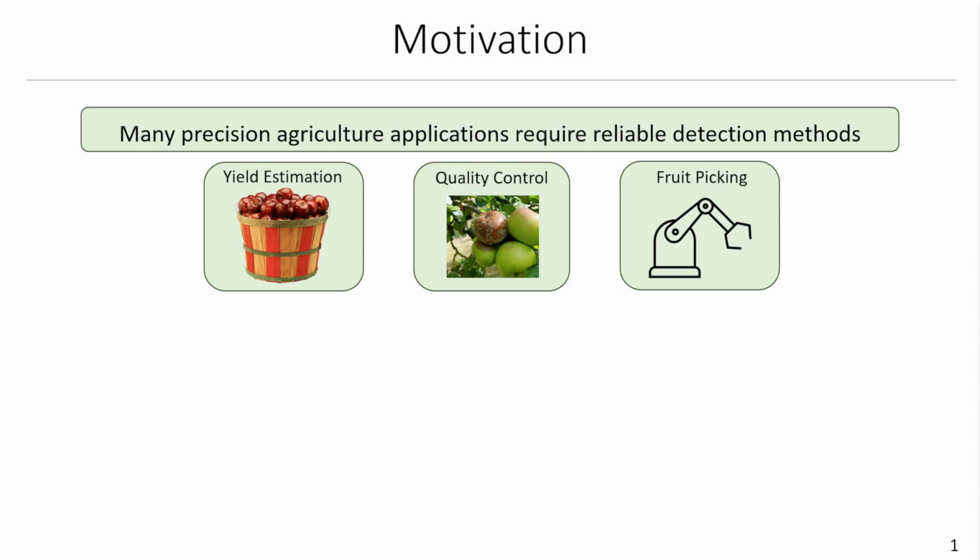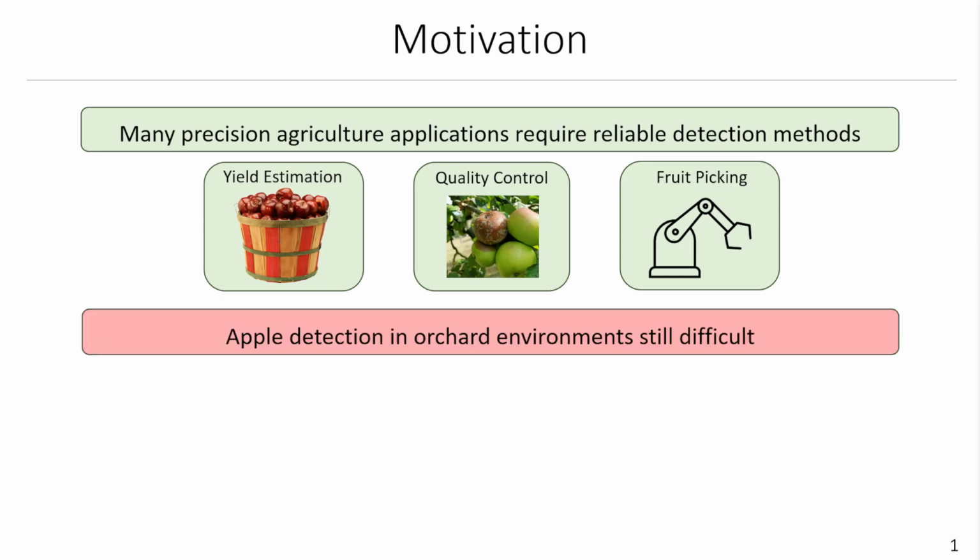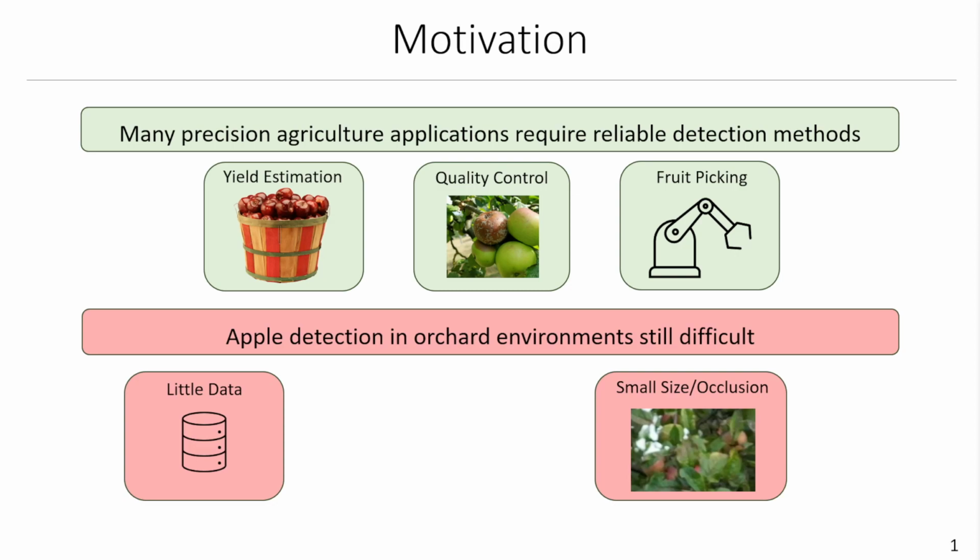However, building such an object detection system has proven to be challenging for most crops and application scenarios. For instance, apple detection in orchard environments is still difficult. Two important reasons for this are the absence of publicly available large-scale datasets and the small apple size, which is often even made worse by occlusion caused by other apples, branches, or leaves.